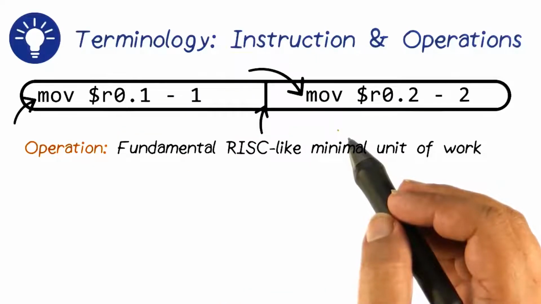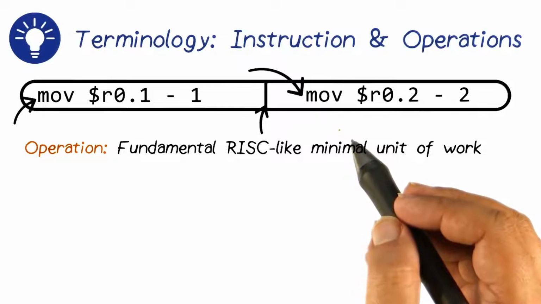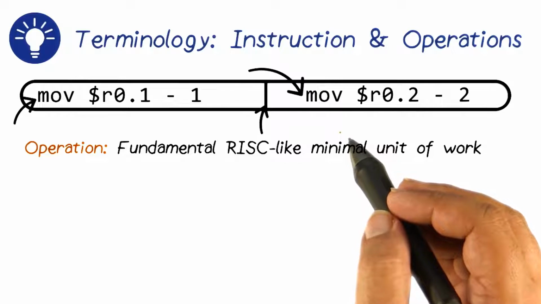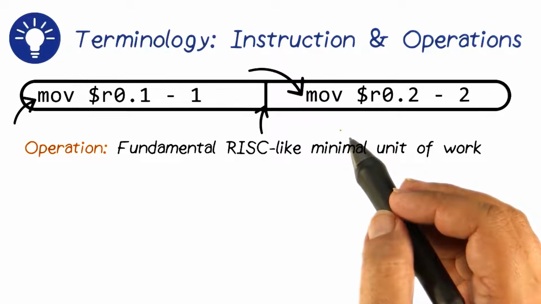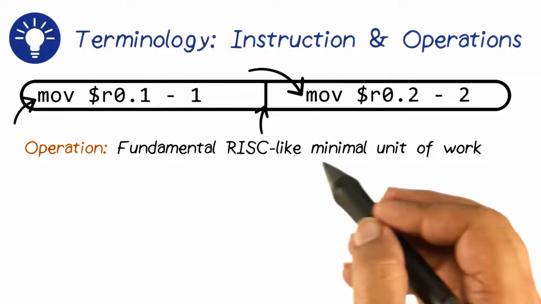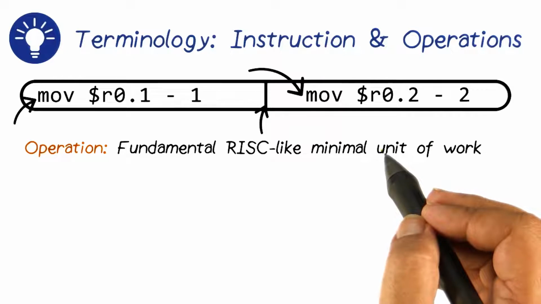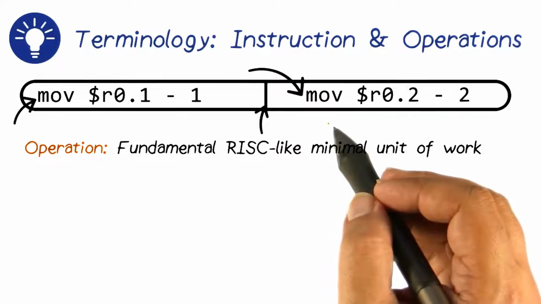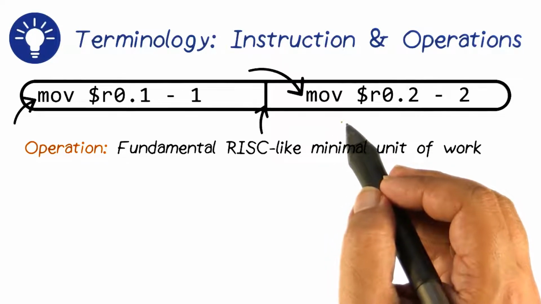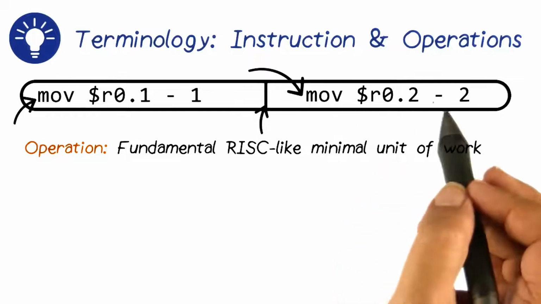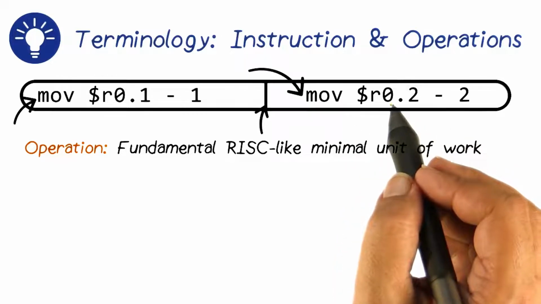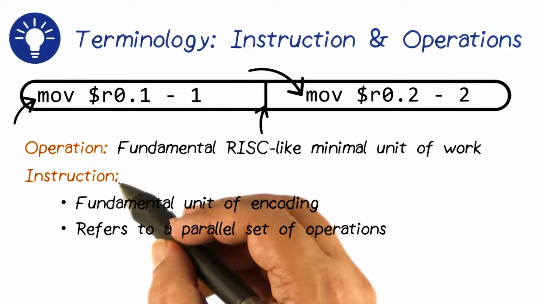So before we actually do the instruction set design and discuss the design alternatives and trade-offs, let's understand a few terminologies. The first term that we introduce is, what is an operation? An operation is a RISC-like minimal unit of work, the smallest size thing that we want to get accomplished. For example, we have shown here 2 simple operations which are RISC-like, and they are moving some constant values into registers as shown over here. So now, what is an instruction?